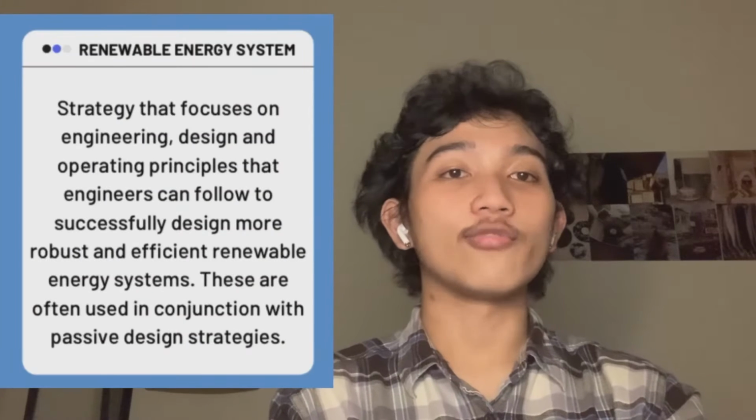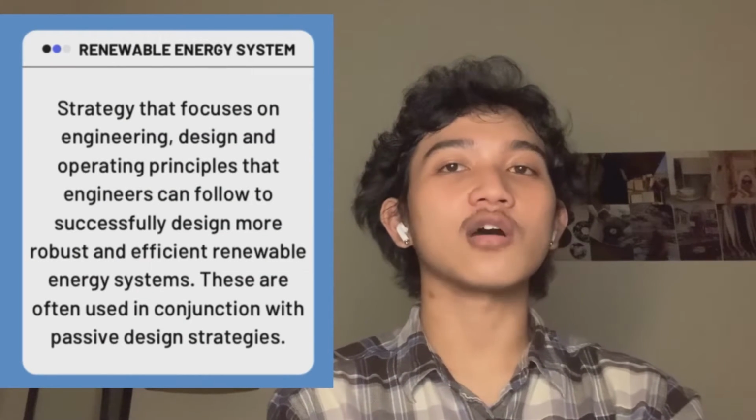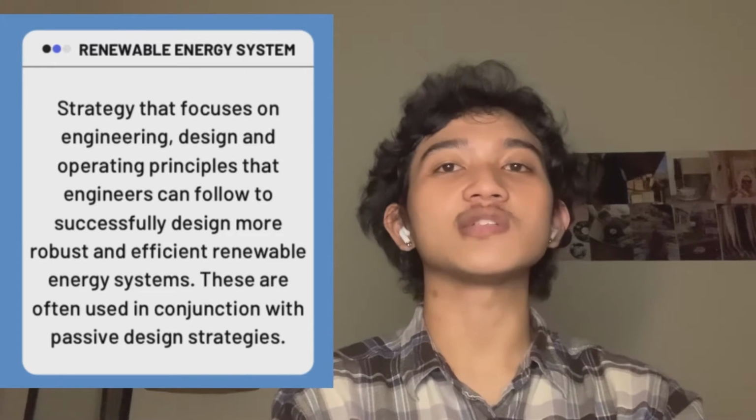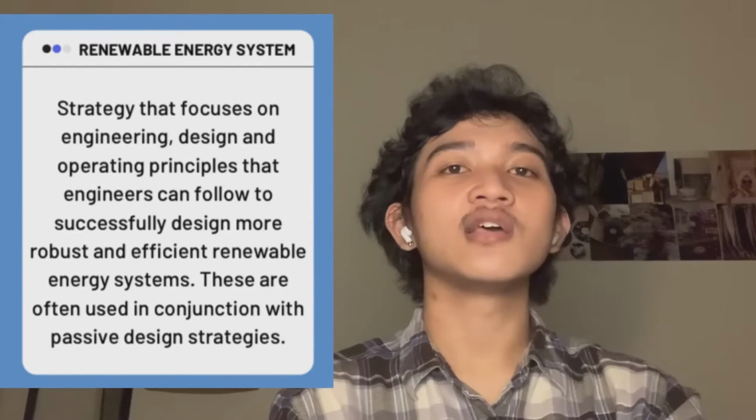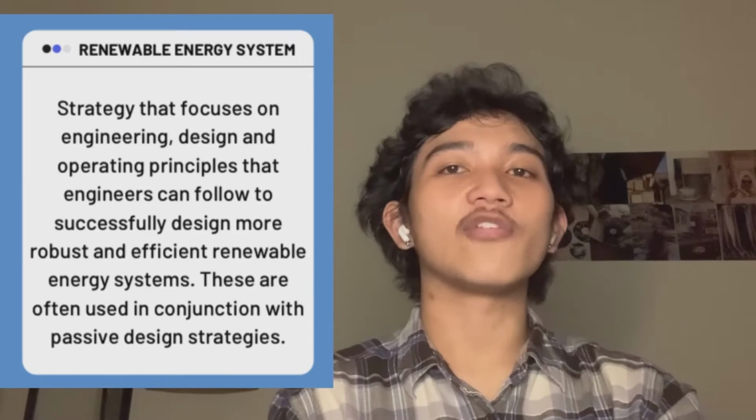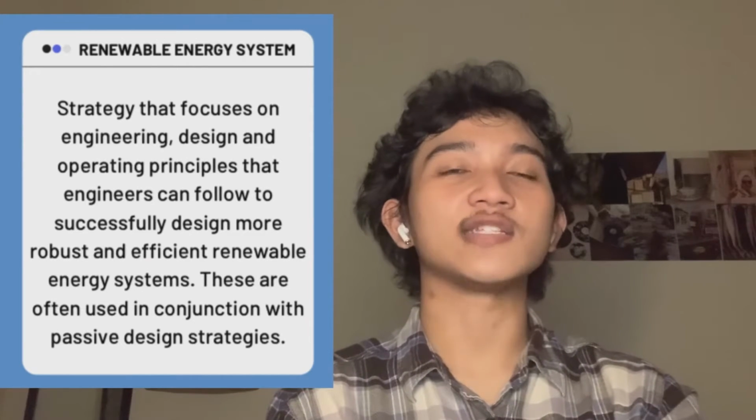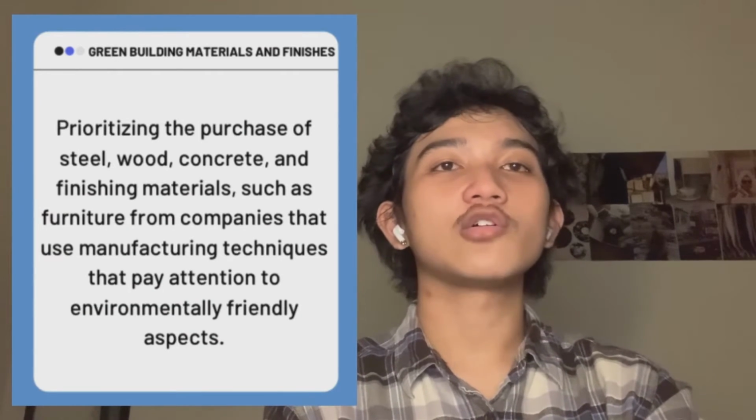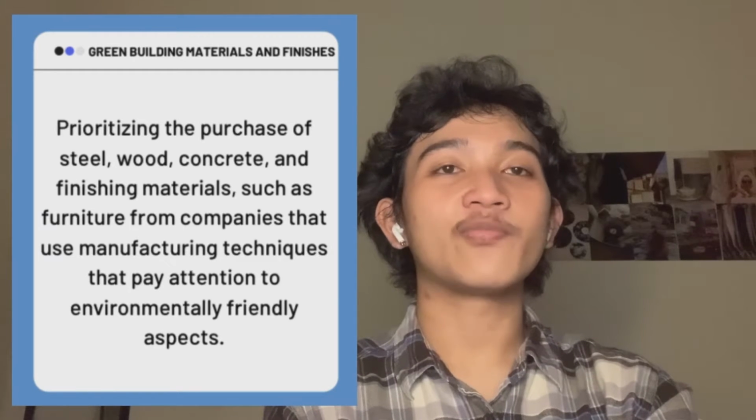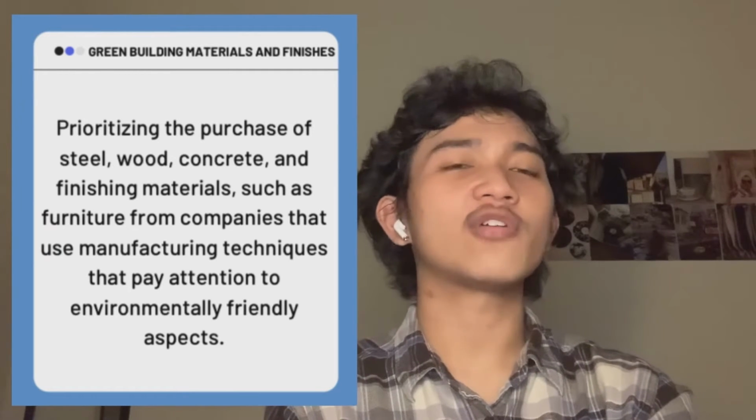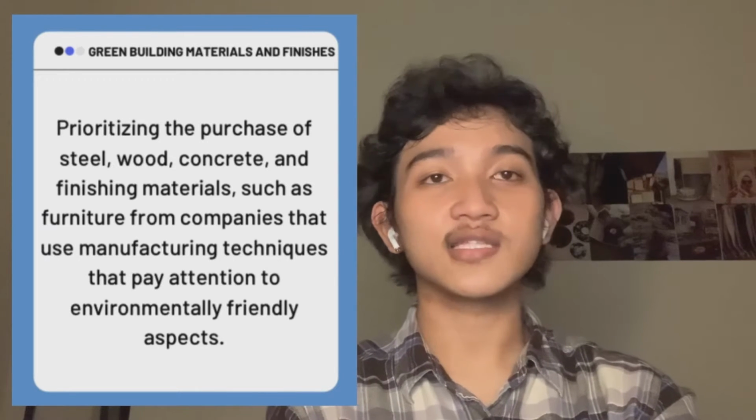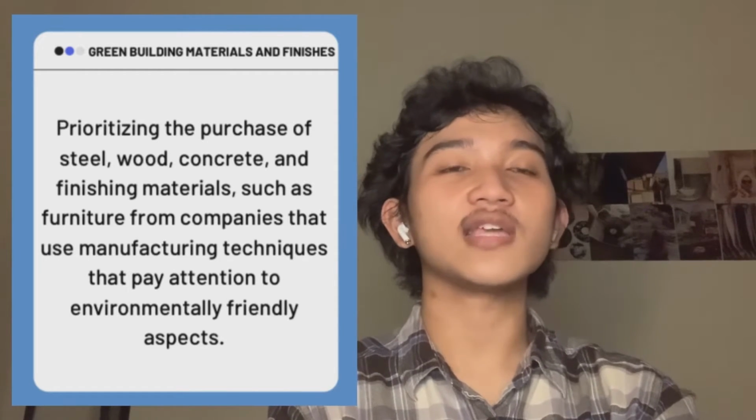So the next page is renewable energy system. Renewable energy system is a strategy that focuses on engineering design and operating principles that engineers can follow to successfully design more robust and efficient renewable energy systems. These are often used in conjunction with passive design strategies. So the next one, we got green building materials and finishes. Green building materials and finishes is about prioritizing the purchase of steel, wood, concrete, and finishing materials like furniture from companies that use manufacturing techniques that pay attention to environmentally friendly aspects.